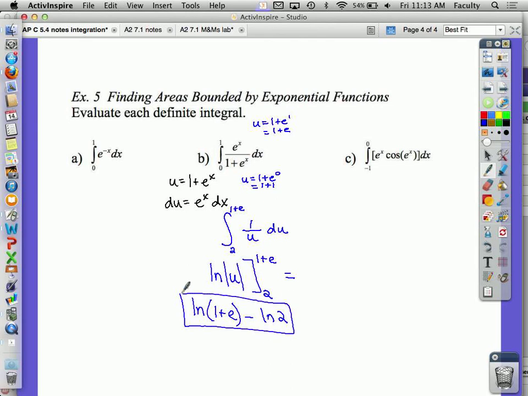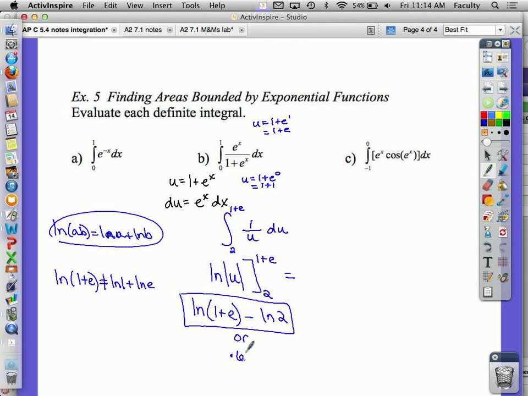That's a correct answer, and I want to make sure nobody's making a major mistake here. ln of 1 plus e is not equal to ln 1 plus ln e. What I think you're thinking of is we have a property that says the ln of a product equals ln a plus ln b, but there's no property for ln of a plus b, nothing for that, okay? So you would stop here, or the decimal answer I got was 0.620.